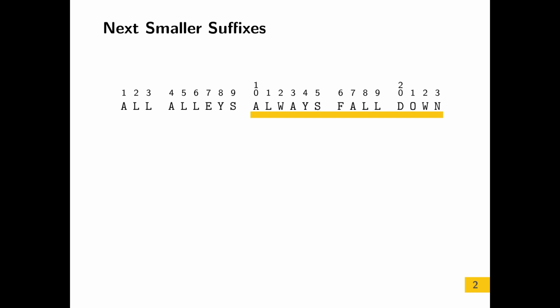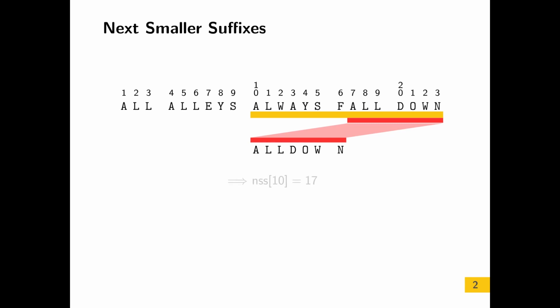In our example, the suffixes starting at positions 11 to 16 are lexicographically larger than "always fall down". The first suffix that is lexicographically smaller is the suffix "all down" at position 17. Therefore, we say that suffix 17 is the next smaller suffix, or short NSS, of suffix 10.